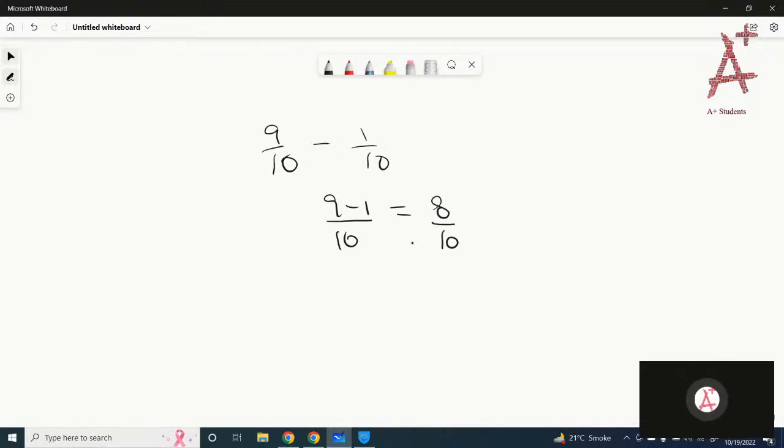So you have to write the answer in the simplest form. You can think of a number that can divide both numerator and denominator. Do you have a number? Yes, it is 2. So just divide them by 2. Got it? So it would be 2 times 4 is 8 and 2 times 5 is 10. So it is 4 over 5. Got it?